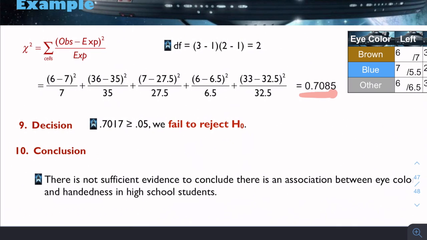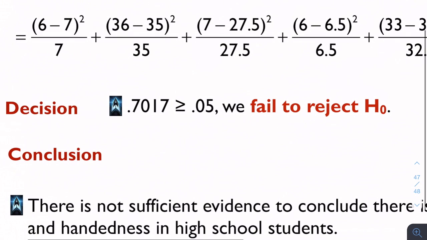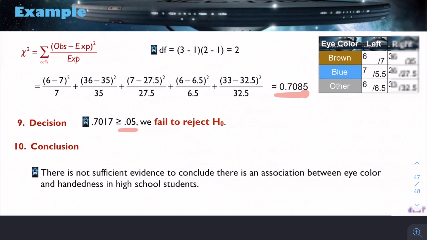And lastly, we're left with making an analysis. So our p-value here is 0.7017. And that is definitely greater than a standard significance level of 0.05, which means we fail to reject the null hypothesis. And that leaves us with our conclusion. There is not sufficient evidence to conclude there is an association between eye color and handedness in high school students.